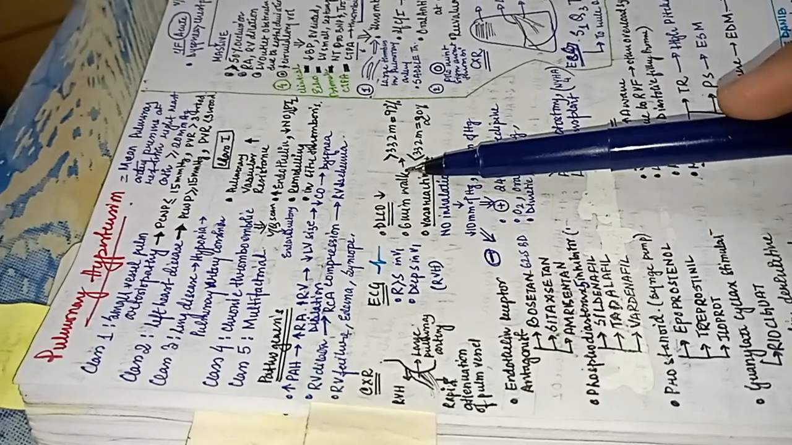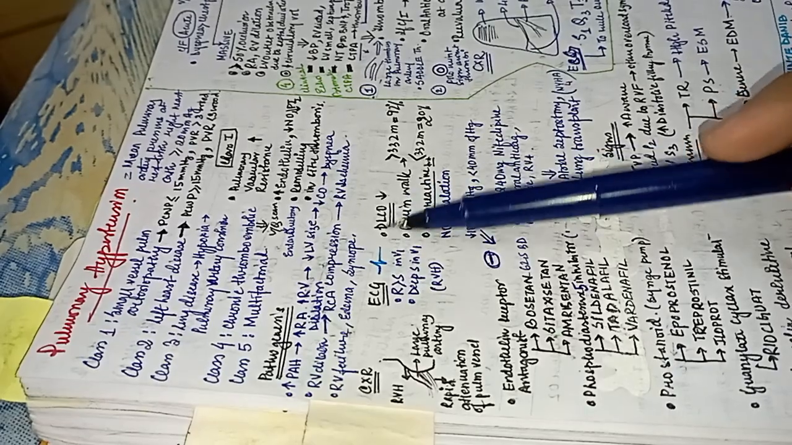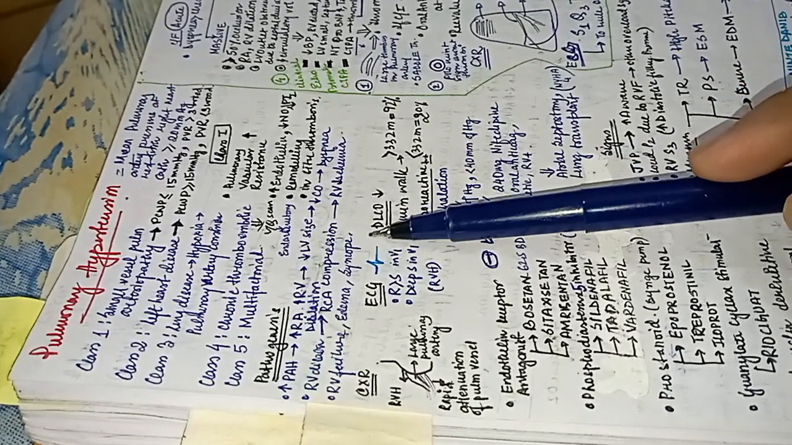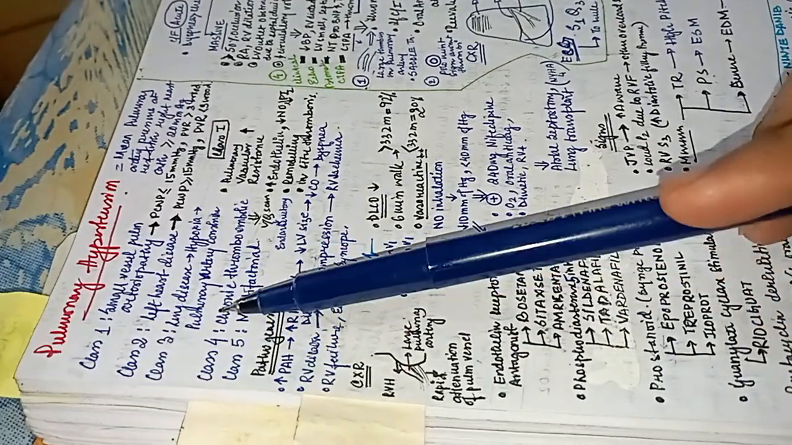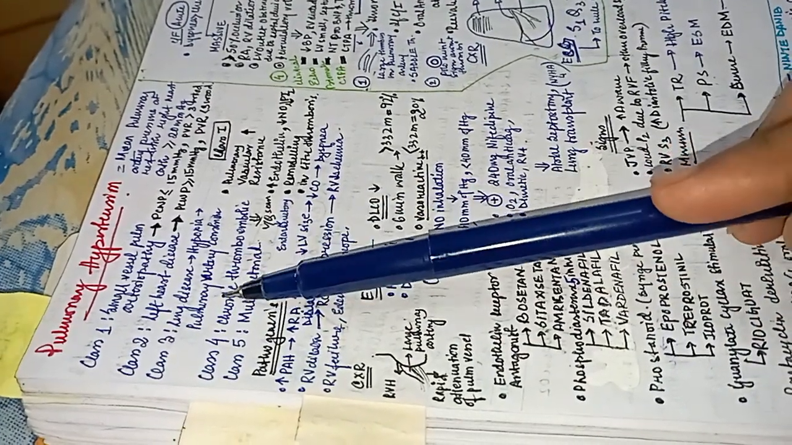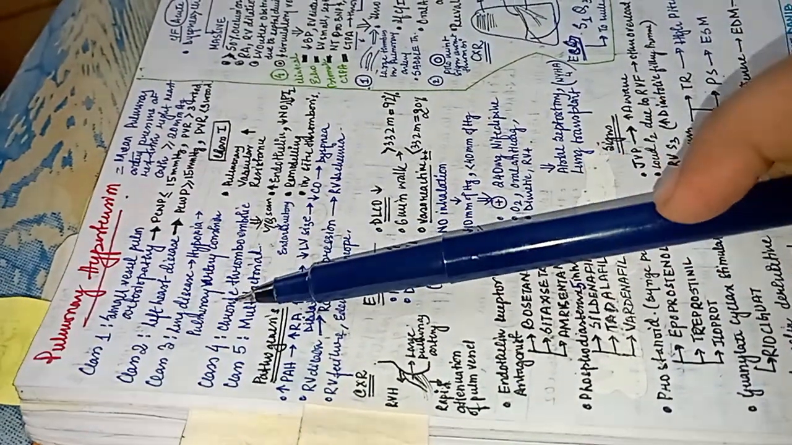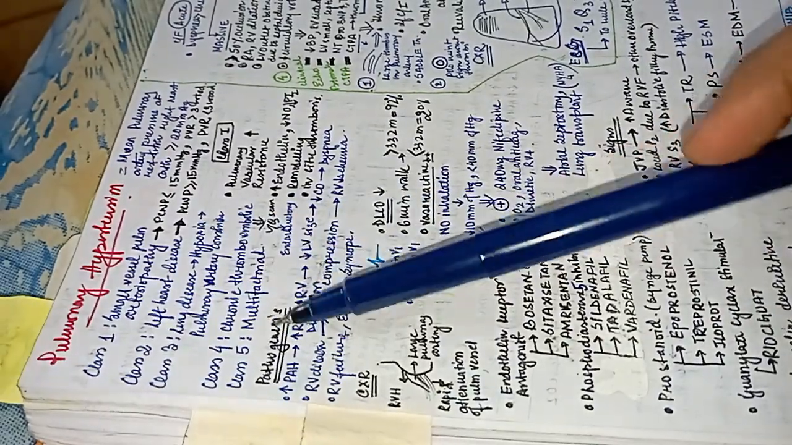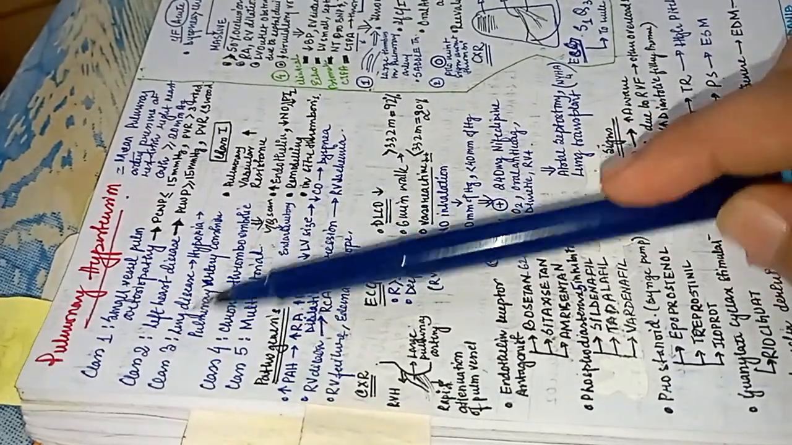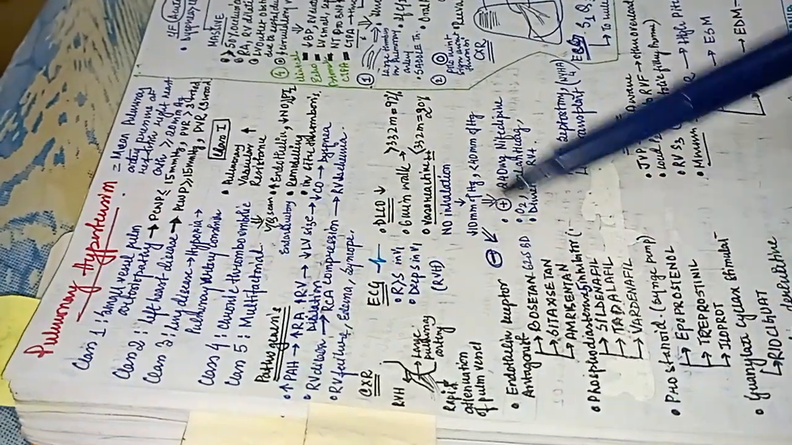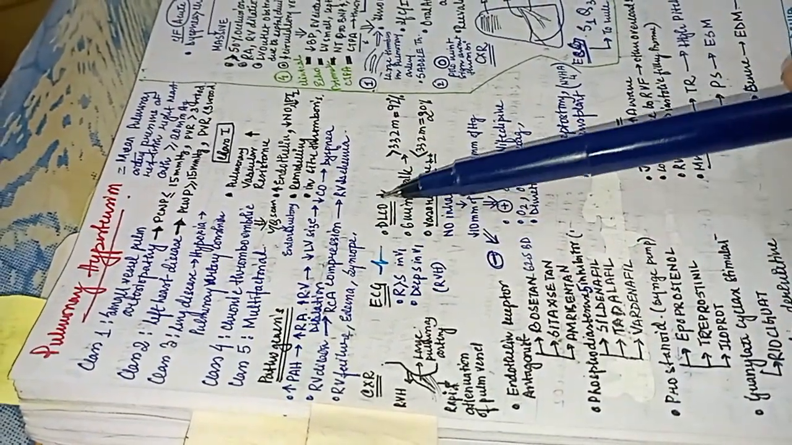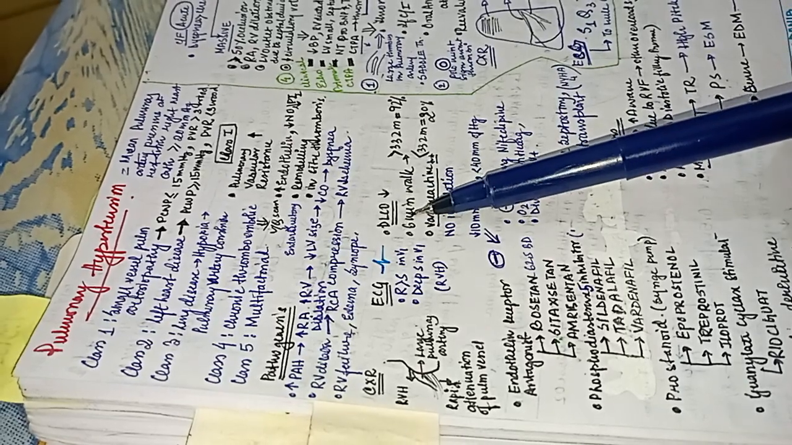DLCO is decreased. The perfusion is decreased in these classes. Perfusion is decreased, and hypoxia and lung disease are present in class 3 also. So due to decrease in perfusion, DLCO is decreased.